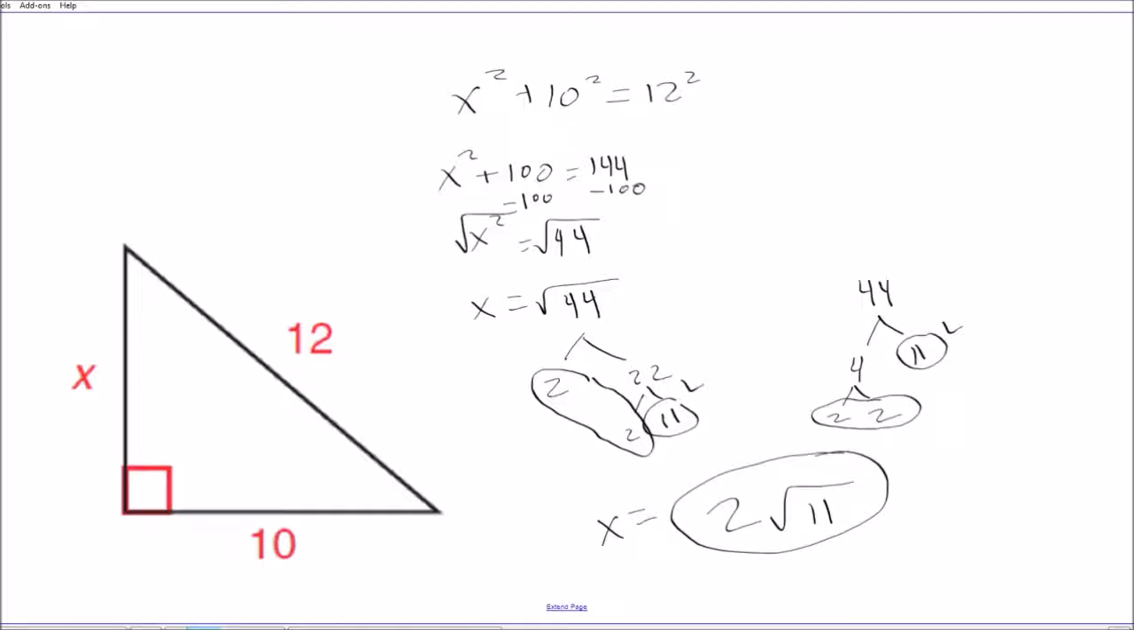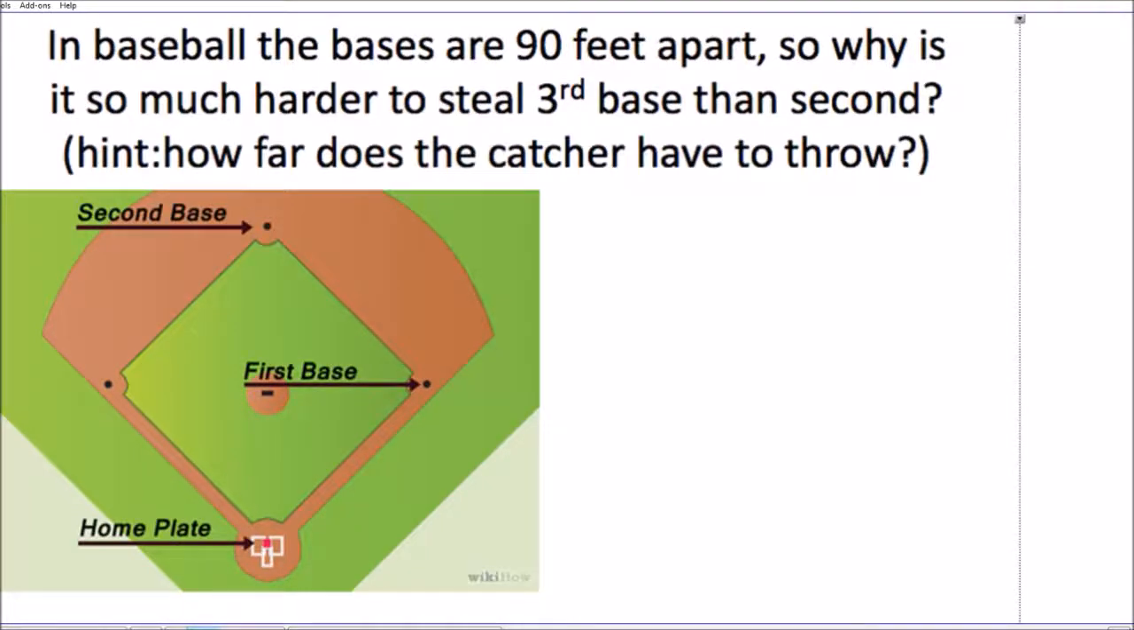Okay, let's do a little bit more of a real example. Let's do this one for baseball. In baseball, the bases are 90 feet apart. It applies to fast pitch as well, by the way. So in baseball, you can do something called stealing a base. So if we have a little person here on first base, sometimes they will take off even when the ball is not in play and try to get to second base. And that means they have to run a distance of 90 feet.